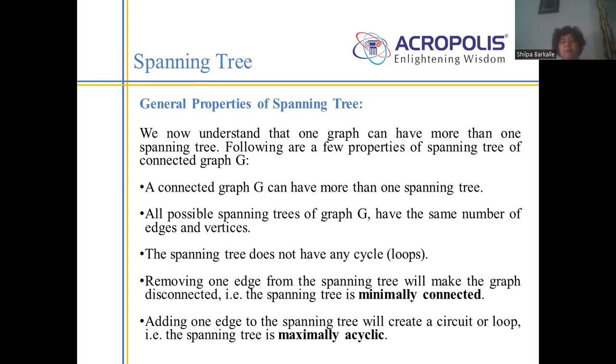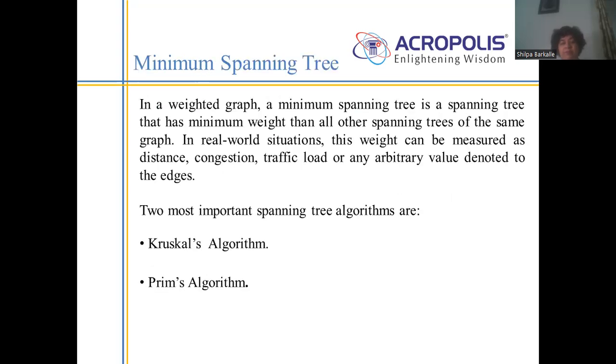Spanning means reaching, reaching all the nodes. That is why the word spanning tree.